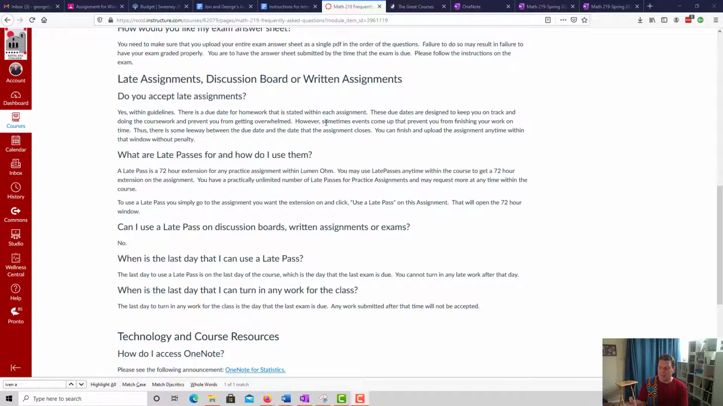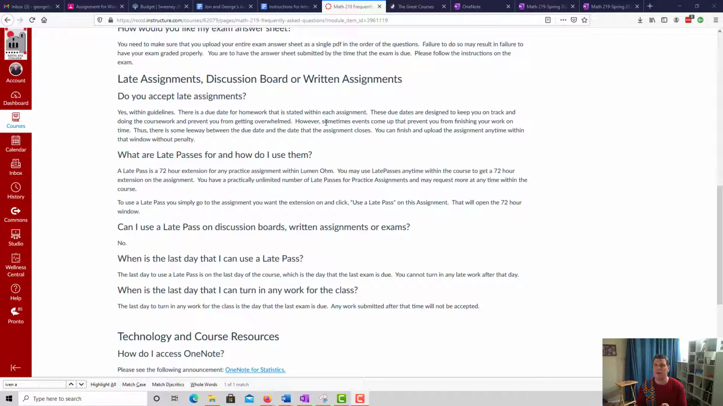And then there is the date on which the assignment will close and you will no longer be allowed to upload any further assignments. And that's for the written assignments, okay? The last day that you can turn in any work for the class, which includes utilizing late passes, which can be used throughout the entirety of the semester, and your written assignments or discussion boards for our 4th week of class, is the day of the last exam. At the end of that last exam, the class is officially over.